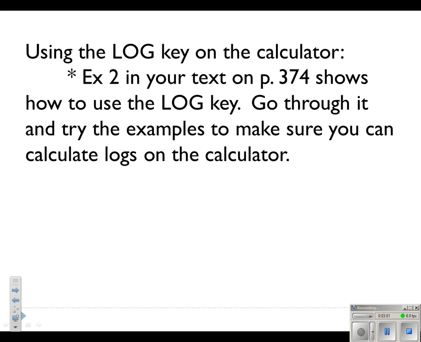On your calculator, find your log key. Example number 2 in your textbook on page 374 shows how to use the log key. Go through it and try those examples and make sure that you come up with values matching your textbook. There are some more problems there with the checkpoint problems where you can practice on your own. I didn't do those on the slide here just for the sake of time. But if you wanted to check your answers there, just log on to larsonprecalculus.com.